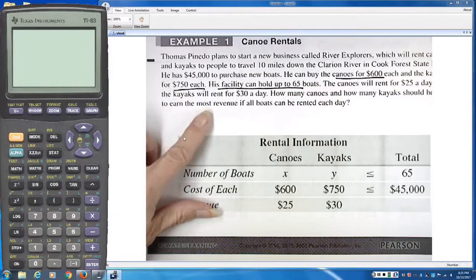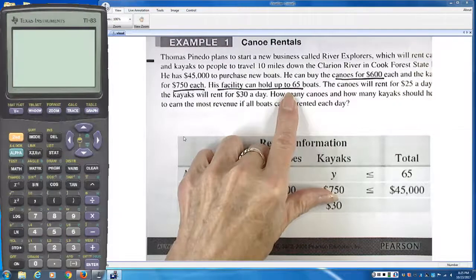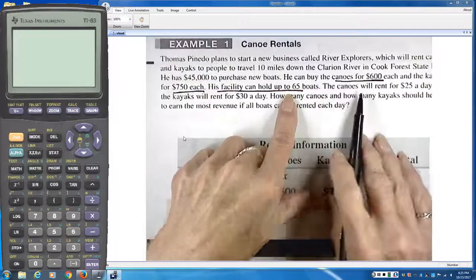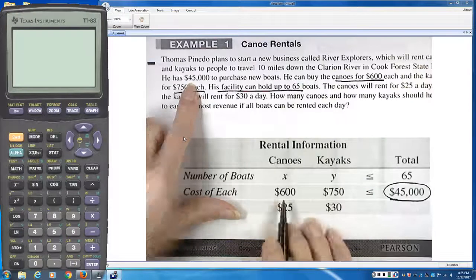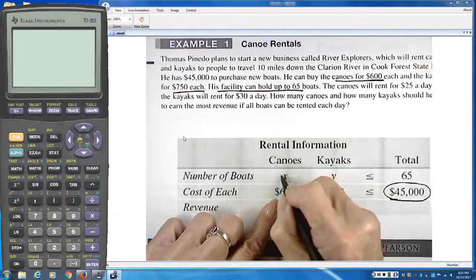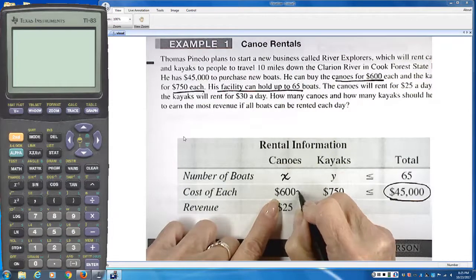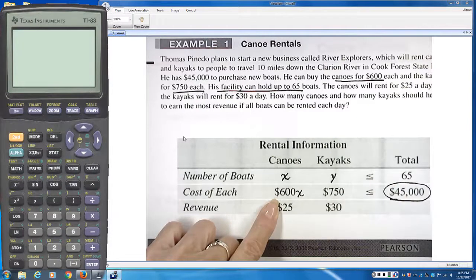So right away, I think you can see that the variables here are how many canoes should he buy and how many kayaks should he buy. Well, he's constrained by the fact that he has $45,000. So for every canoe he buys, it costs him $600. And for every kayak he buys, it costs him $750. So when he adds all that money up, he can't go over $45,000.